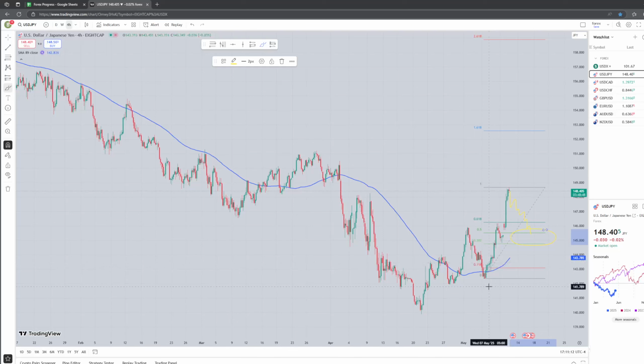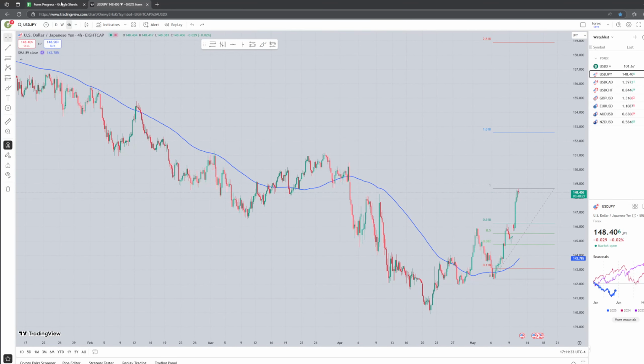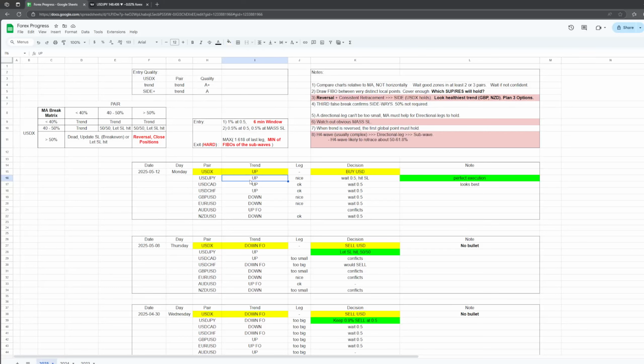If that is the case, I'm going to set my stop loss below the local minimum here, set my take profit at the Fibonacci extension 1.618 up here, and your risk and reward ratio would be about 1 to 2, to 1 to 3. Okay, so let's write it down. For USD Japan Yen, trend is up, leg height is nice. Our decision is to wait for the market to retrace at least 50%.